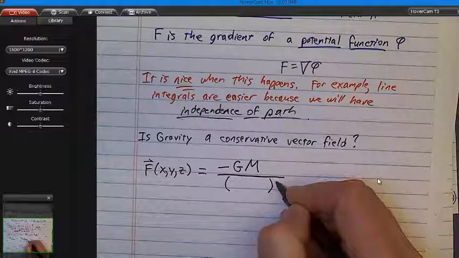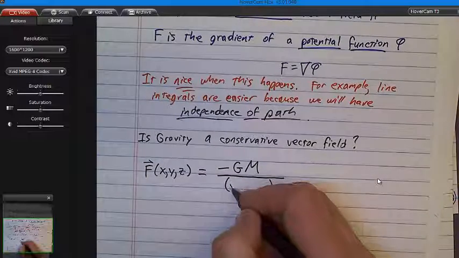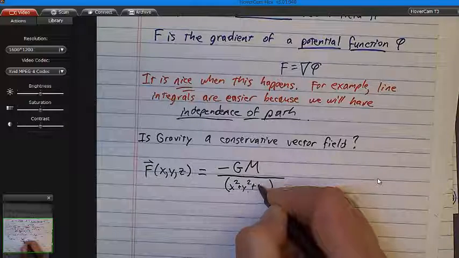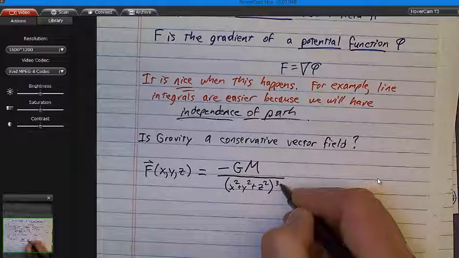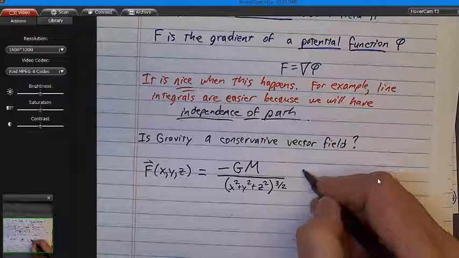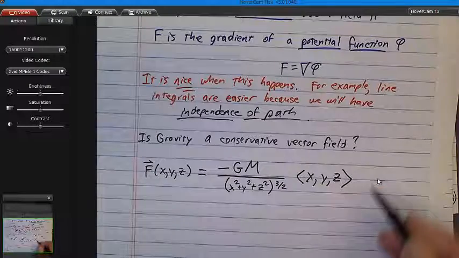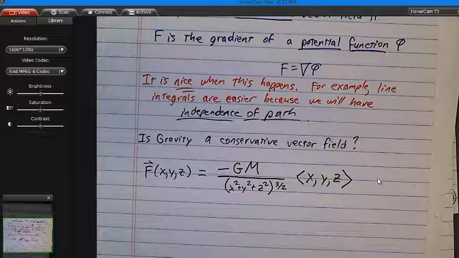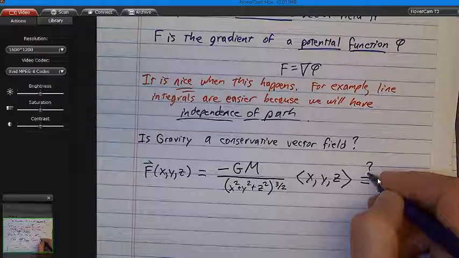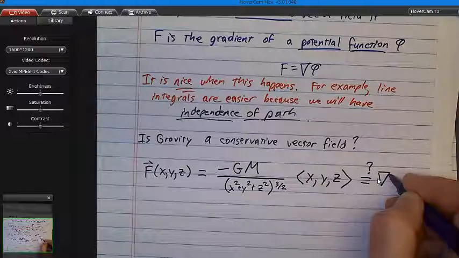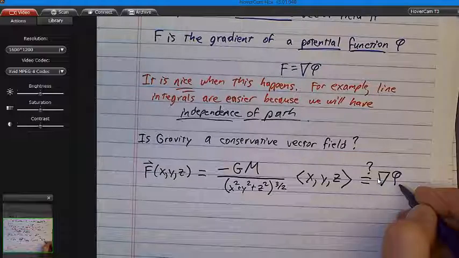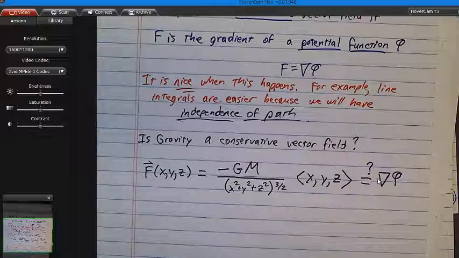Do you remember what exponent I had down here? With this x squared plus y squared plus z squared to the 3/2 power. You're really close. And then the x, y, z was right here. So that's my vector field for gravity. So the question I'm going to ask is: is this the gradient of some other function phi? That's the question I'm asking.